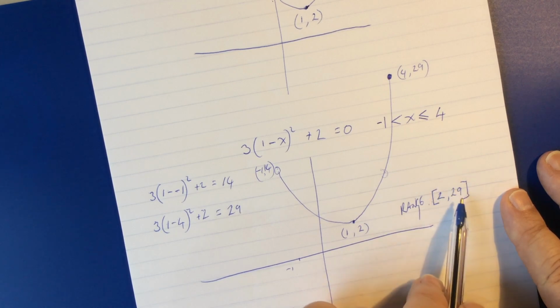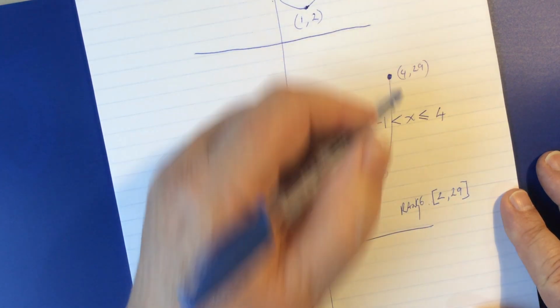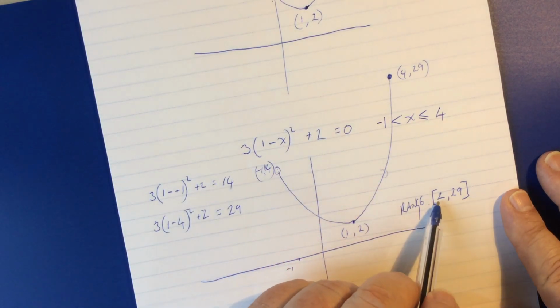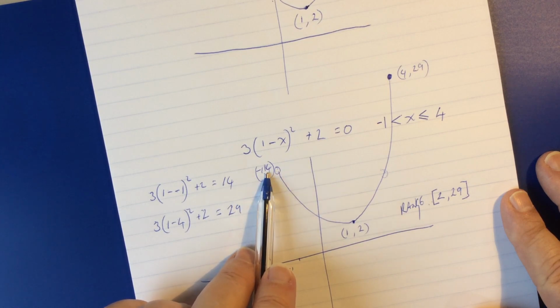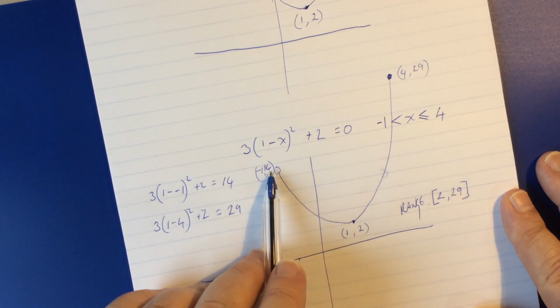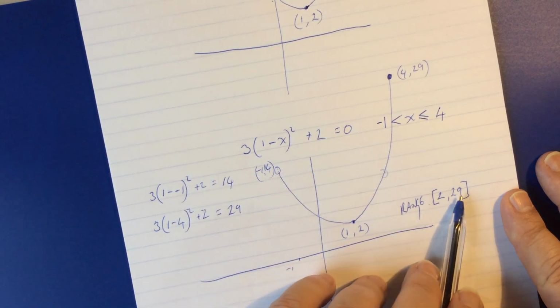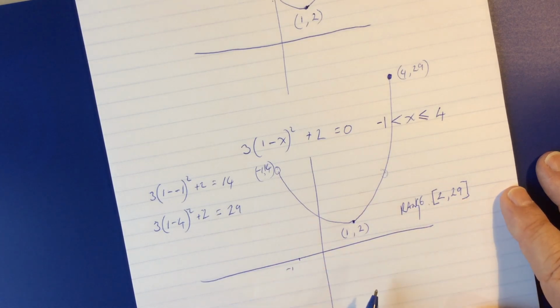They're both represented by solid dots. The function actually equals these values, so therefore we have square brackets. Just to repeat, if it were 14 that were the highest point of this graph, which it is not, 14 would go in here and there would be a round bracket to represent that.